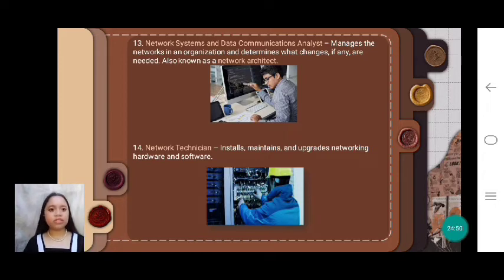And number 14, here is the network technician. They install, maintain, and upgrade networking hardware and software. Also, the network technician is the one who repairs the computer and the network systems. Network technicians set up internet connections, establish different types of networks, and connect them. So that's the work of a network technician.